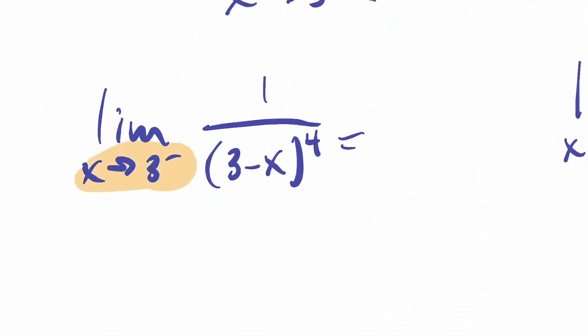Since x is going to 3 from the left, that means x is less than 3. But I really care about 3 minus x. So I need to rearrange this so that I have 3 minus x. I could subtract x on both sides of the inequality. So 0 is less than 3 minus x. So 3 minus x is positive, and the exponent of 4 maintains the positivity of the input. So I have 1 over some teeny tiny positive number. So I get positive infinity.